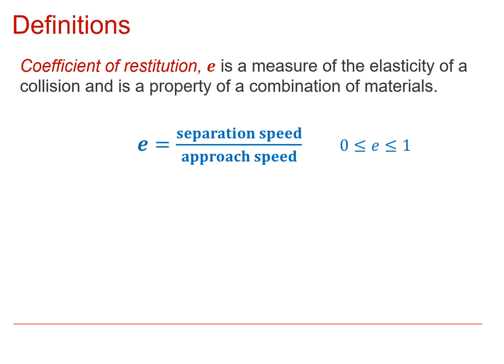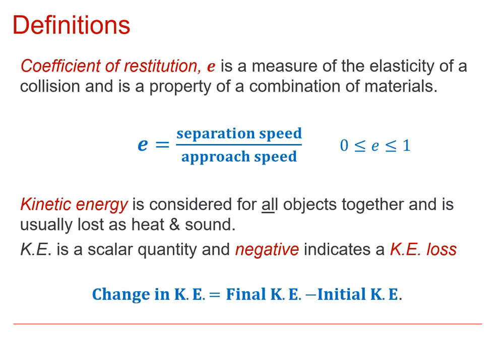Now just another reminder of a couple of things. We've got the coefficient of restitution, which is defined as the separation speed divided by the approach speed, and that has to have a value between 0 and 1, where a value of 1 would indicate a fully elastic collision. And it's only in an elastic collision that there's no loss of energy. So usually when we have a collision, kinetic energy is lost, and that's in the form of heat and sound, and therefore the change in the kinetic energy is always going to be negative.